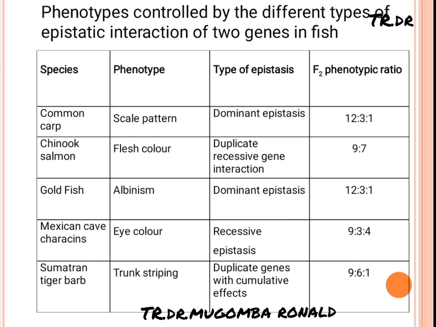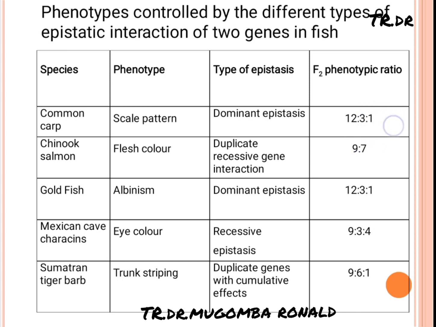So we have some examples of the different types of epistatic interactions of two genes in fish. You can look at them. They are given there. We have the common carp, the chinook salmon, the goldfish, and so they are different examples. So we can see that this one here, the common carp, is dominant epistasis, duplicate recessive gene interaction. Then here we have recessive epistasis in the Mexican cave characins. And then Sumatran tiger birds, that is duplicate epistasis.